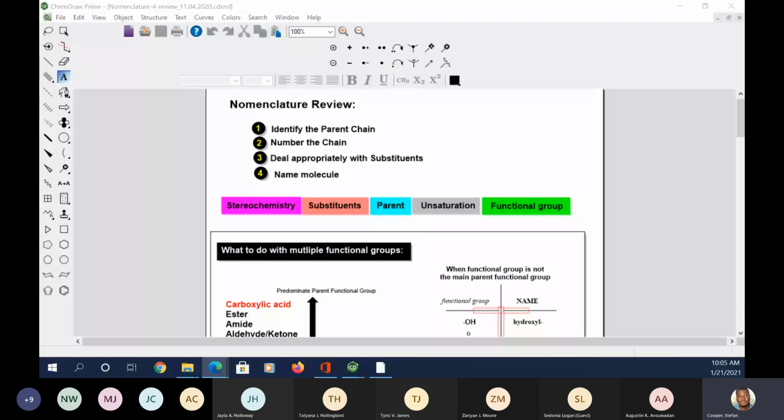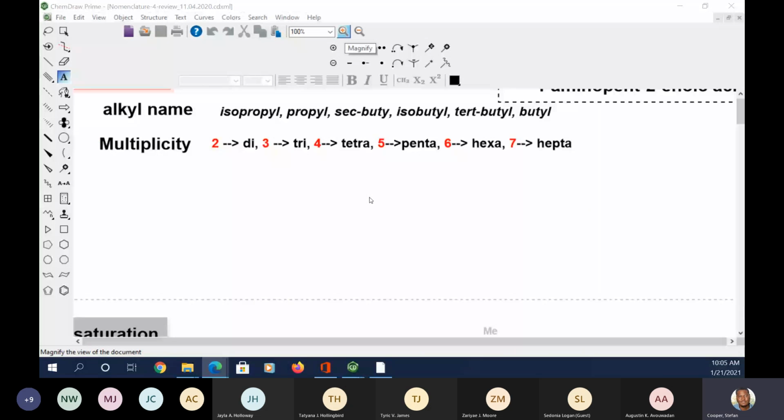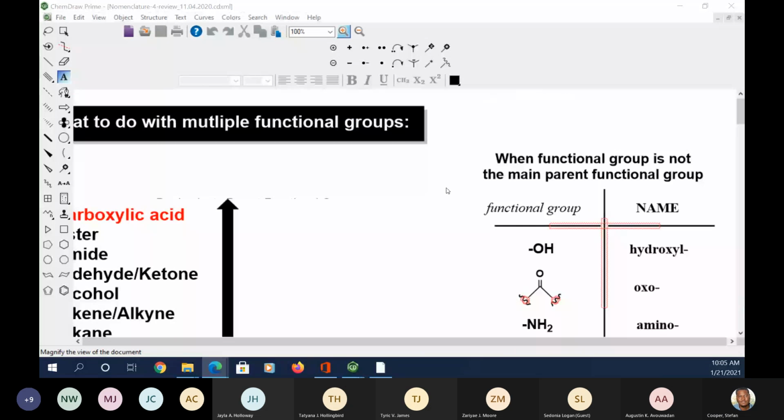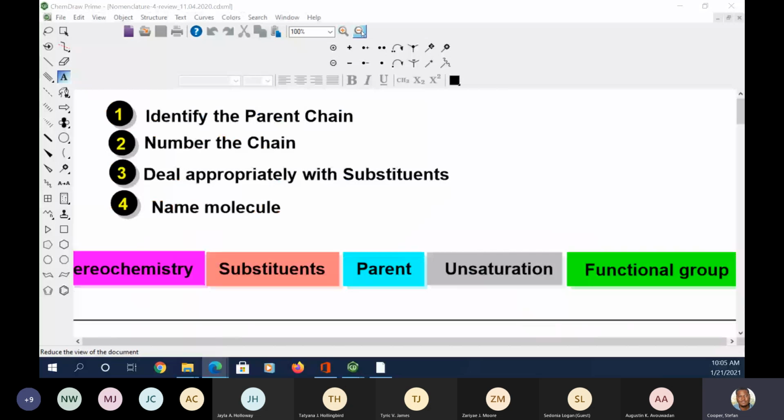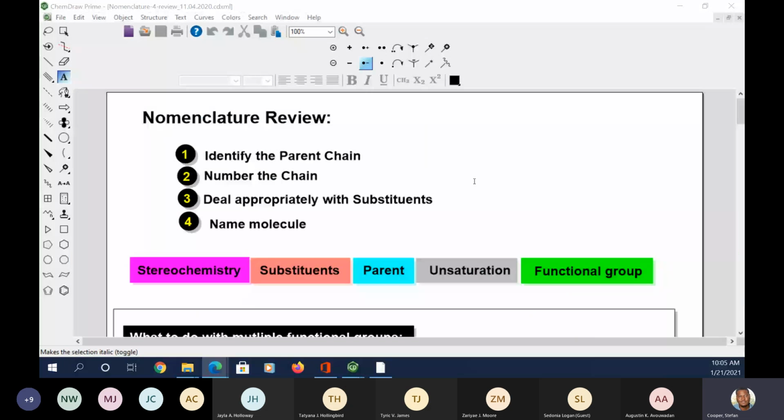Okay, let's review really quickly nomenclature, all right? And we're going to start working on all the other functional groups, okay? So there's 4 rules that I like to use to help with nomenclature: identify the parent chain, number the chain correctly, deal appropriately with substituents, and then all right.